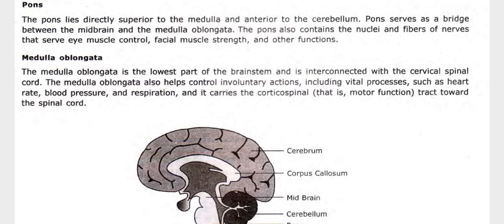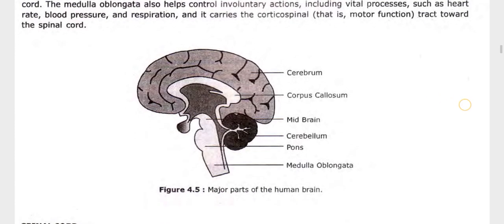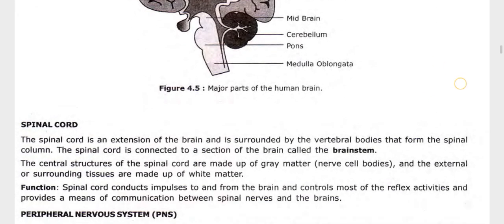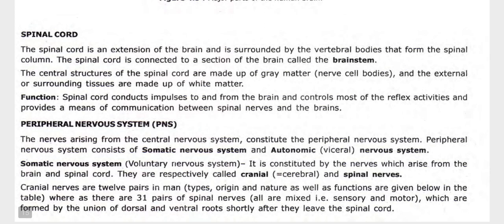Then medulla oblongata. The medulla oblongata is the lowest part of brainstem and is interconnected with the cervical spinal cord. The medulla oblongata also helps control involuntary actions including vital processes such as heart rate, blood pressure and respiration, and it carries the corticospinal, that is motor function tract, toward the spinal cord. Here we could see major parts of the human brain like cerebrum, corpus callosum, midbrain region, cerebellum, pons region, medulla oblongata. Next we are going to learn about spinal cord.